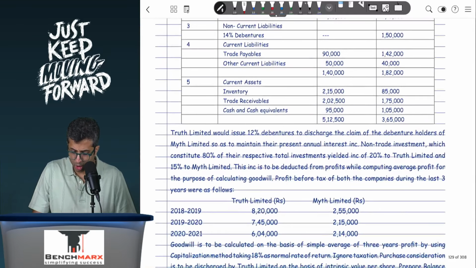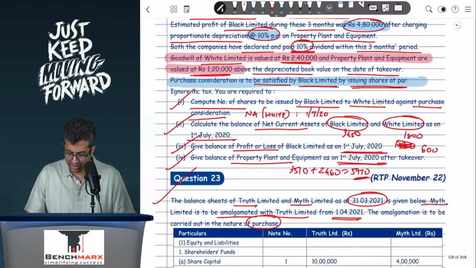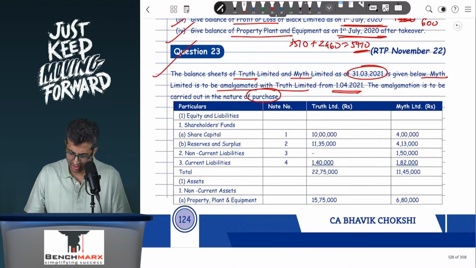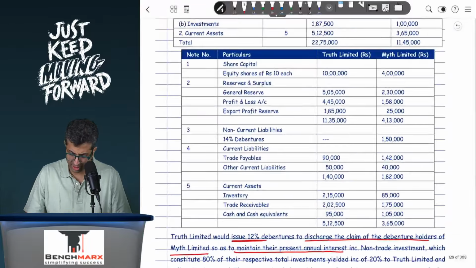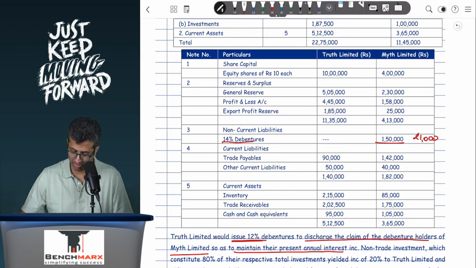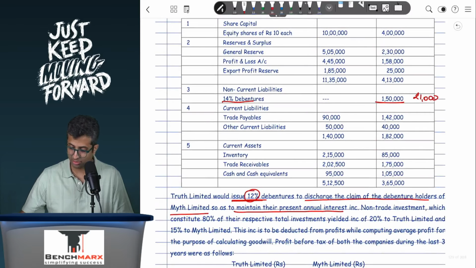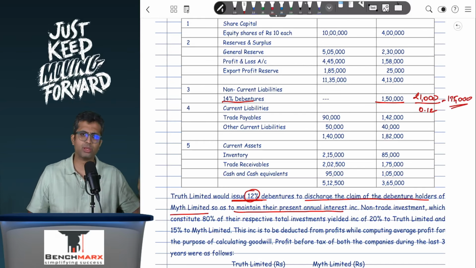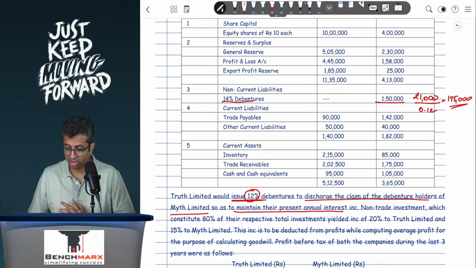And the notes. Truth would also issue 12% debentures to discharge the claim of the debenture holders of Myth, so as to maintain their present annual interest income. So when I look at Myth, debentures, non-current liability is 1,50,000, and this is 14% debentures of 1,50,000. So their current interest is 1,50,000 into 14%, which comes to 21,000. Now I will issue debentures of 12% in such a way to maintain their present interest. So if 21,000 was to be earned using a 12% interest, your debentures will be what? Sir, I will issue 1,75,000 worth of debentures, so that at 12% that will give them still the same 21,000 of interest.